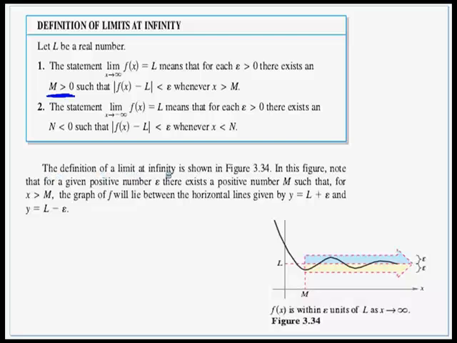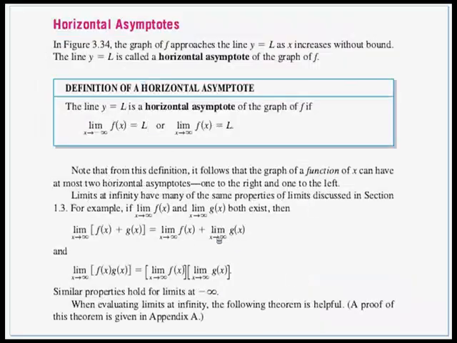So the definition of a limit at infinity, as shown in the figure. In this figure, note that for any given positive number epsilon, there exists a positive M, such that for all x greater than that M, the graph of the function f will lie between the horizontal lines given by y equals the limit plus epsilon and minus epsilon. That's just that epsilon neighborhood. And if you don't completely and fully understand this definition, it's not the end of the world. It's not going to sink you for the rest of this class.